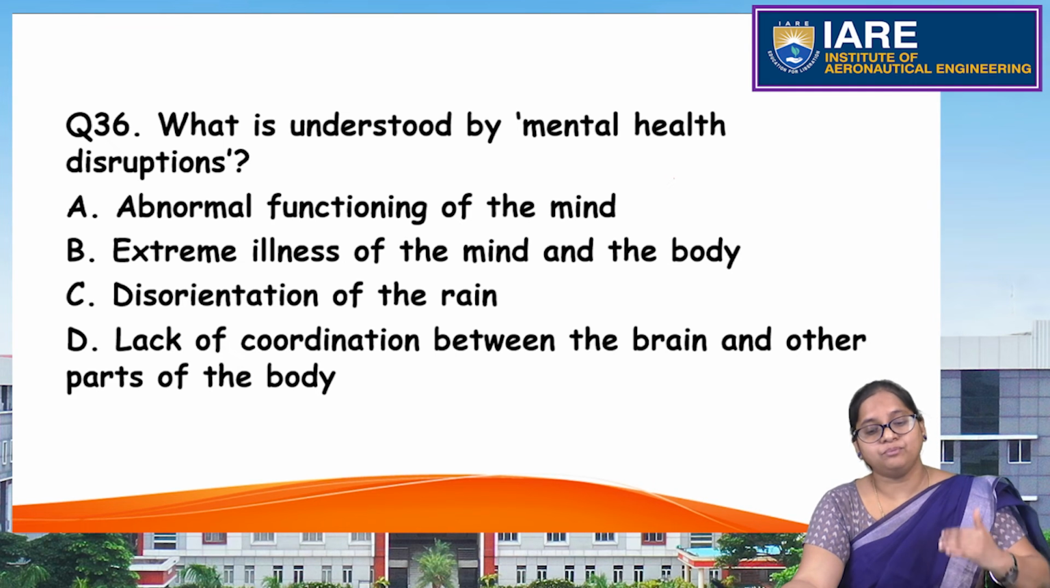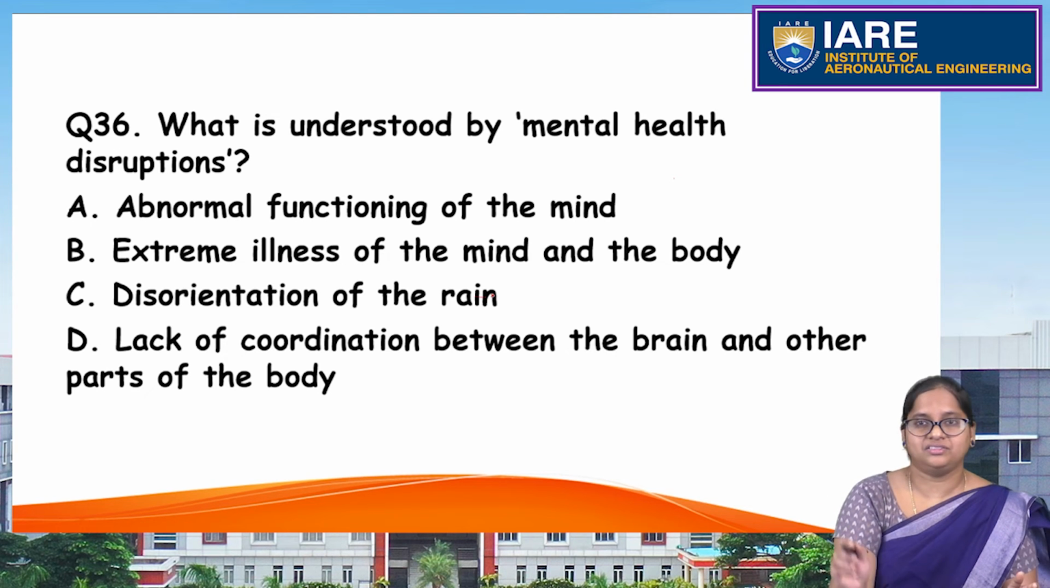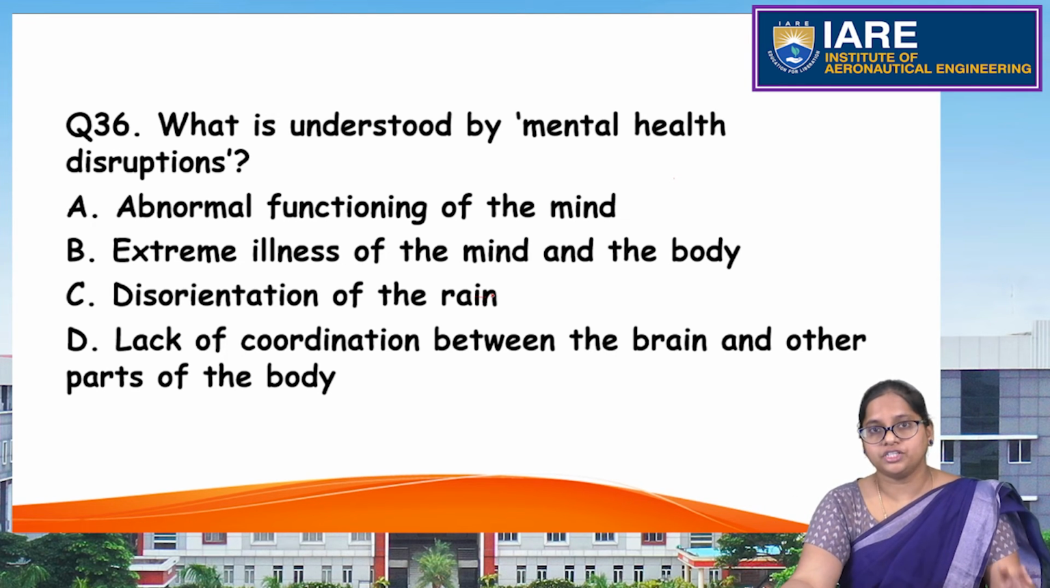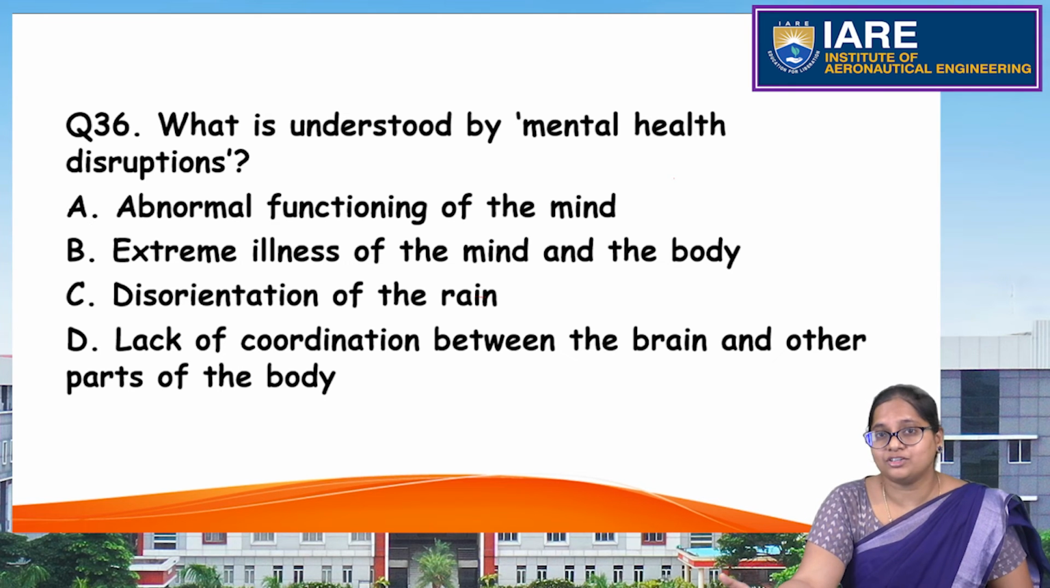Like the options given: abnormal functioning of the mind, or extreme illness of the mind. Disruption means disorientation of the brain, completely diverse, lack of coordination between the brain and the other parts, because it is related to your body and your health. So does that mean that it is about parts of the body and brain?